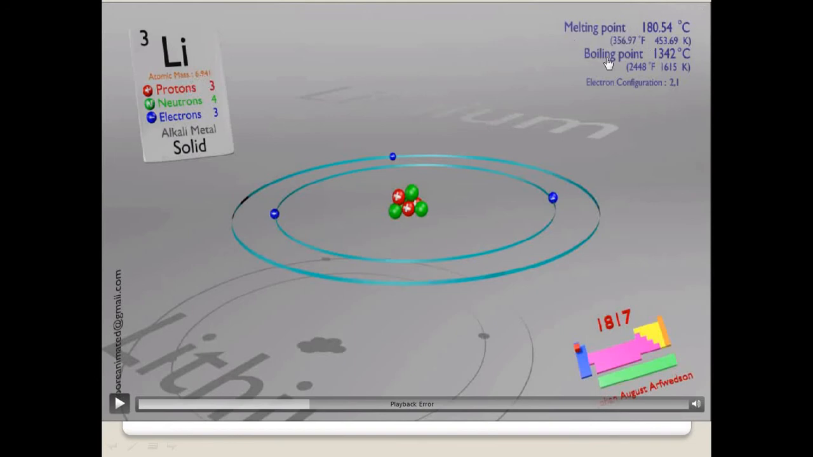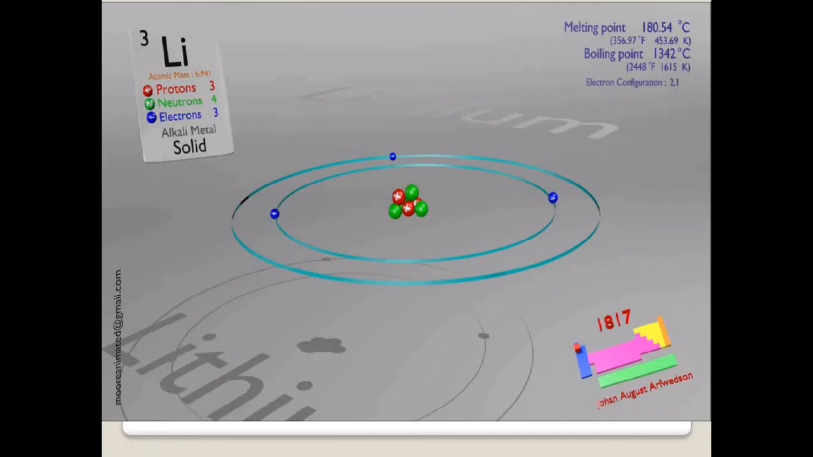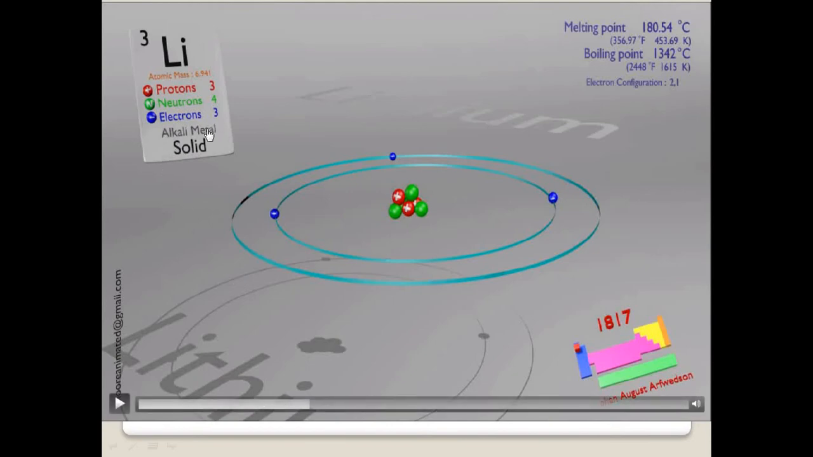Here is the melting point and boiling point. The electronic configuration is 2 1. Okay, it was discovered in 1817 by John August Arfwedson. Okay, are you getting this? This is an alkali metal and it is solid.